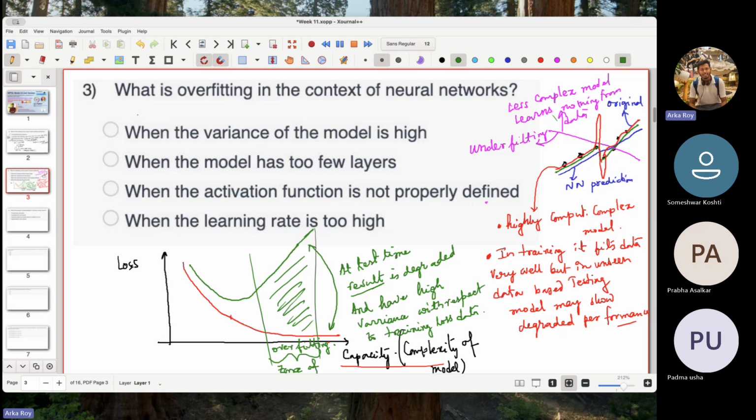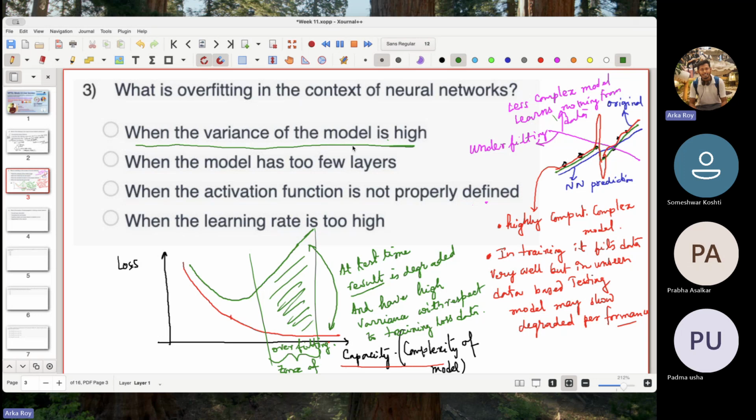So now let us scan through the options. What is overfitting in the context of neural networks? When the variance of the model is too high. Yes, this could be a candidate option. Now let us scan through the second option.